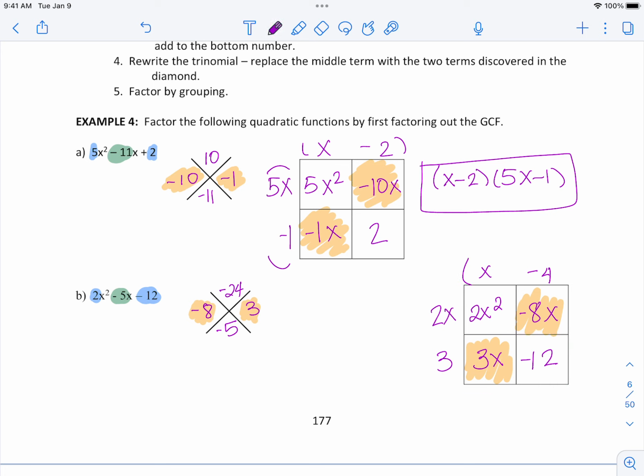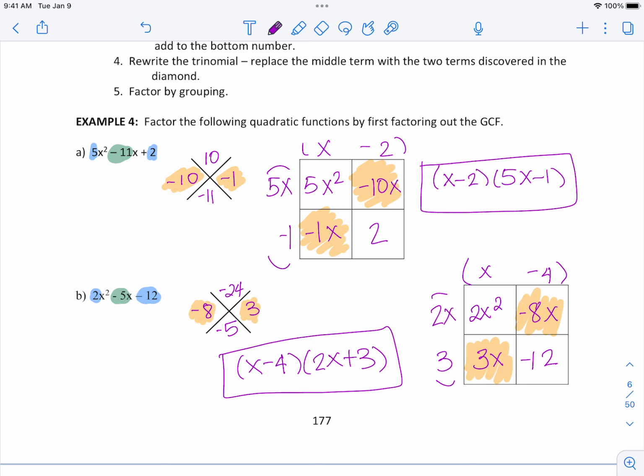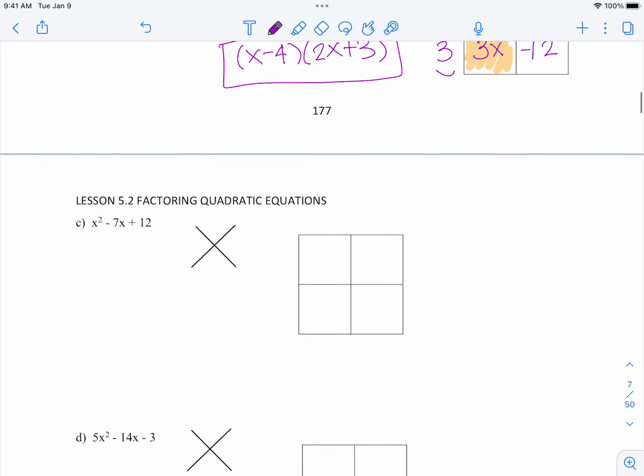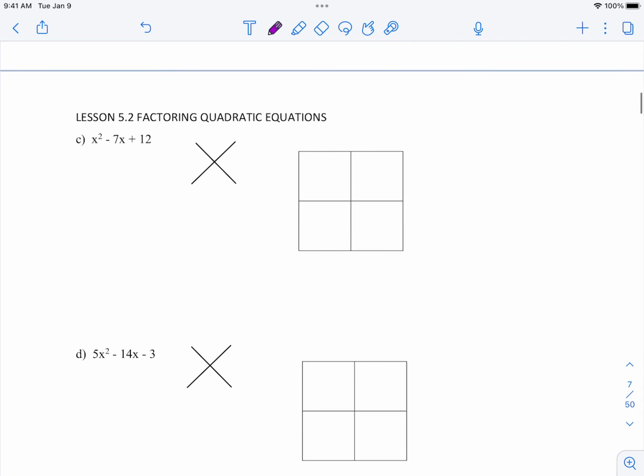So again, it's like we put these in parentheses, and our factors are x minus 4 times 2x plus 3. If we don't see the negative sign like we did on the other sides, it's like you can add a plus sign here. All right, let's go to the next page.